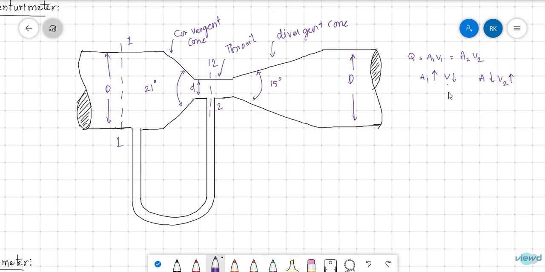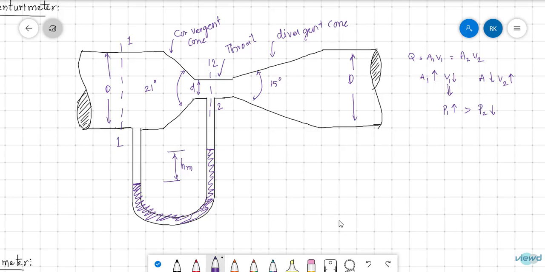So from this we can say that V1 is less, so P1 will be more than P2. Since velocity is high at section 2, pressure will be less. So pressure will be more at P1 and the static pressure will be less at P2. So it will be at a higher level. And this is the manometric fluid. And this height is HM, the difference between those levels.